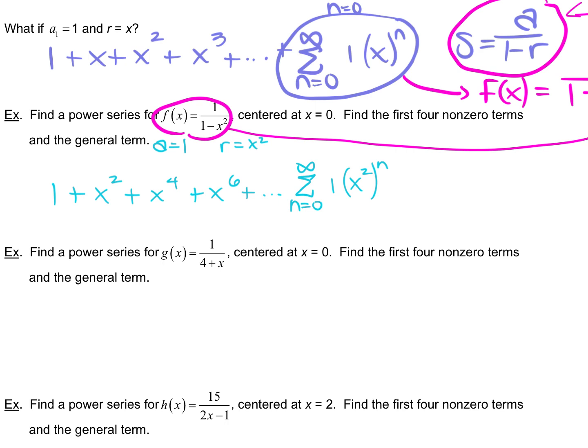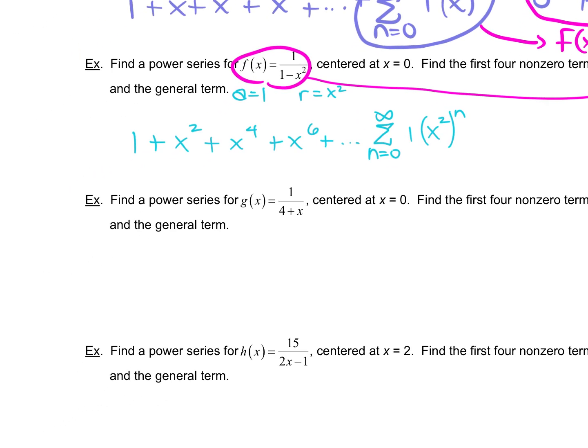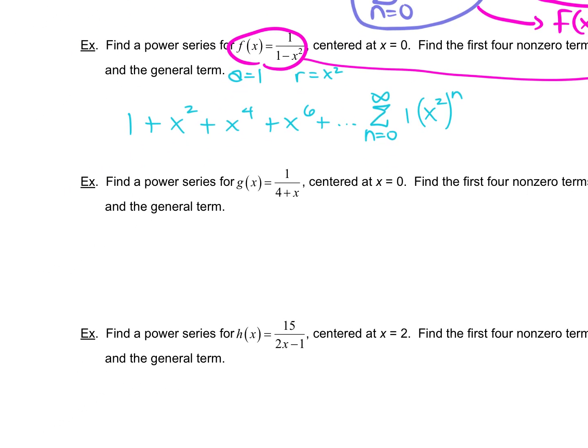So look at the second one here. This doesn't quite fit what a geometric looks like. What's the main issue on that one? The 4 in place of the 1. So really what you have to do when you're manipulating is make sure you see a 1 minus r on the bottom. So if I want that to be a 1, what's the easiest way to make it a 1?